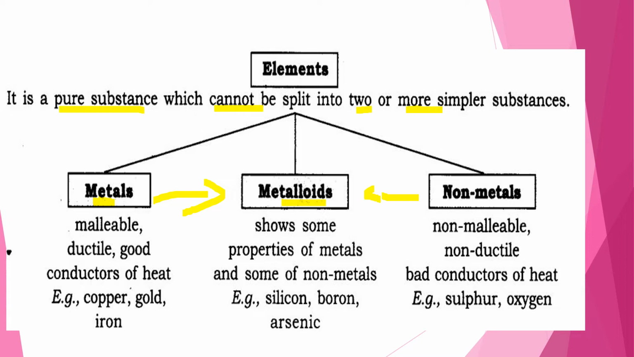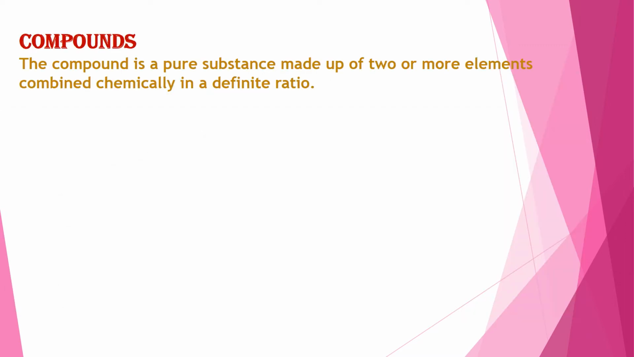Non-metals are non-malleable, we cannot beat them into thin sheets, they cannot be made into wire, and they are bad conductors of heat and electricity. For example, sulfur, oxygen. Metalloids show properties of both non-metals and metals. Example, silicon, boron, arsenic.